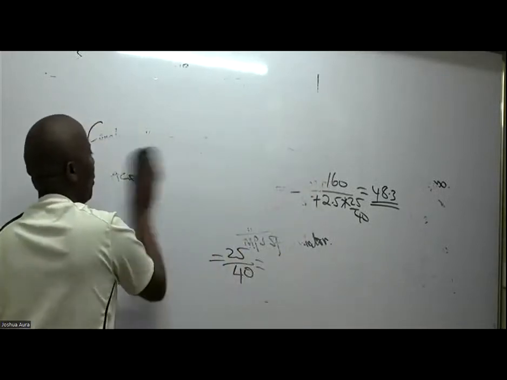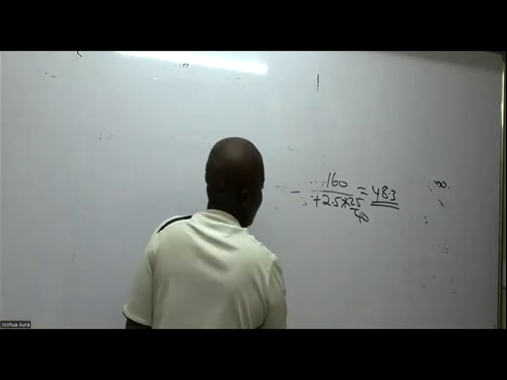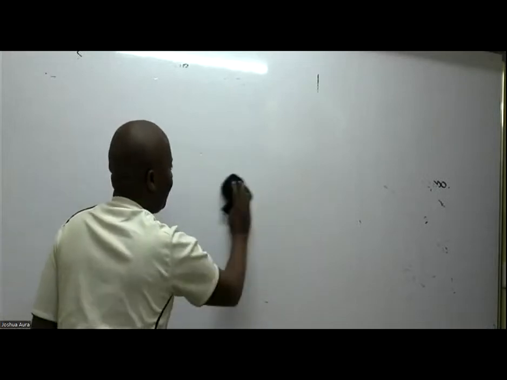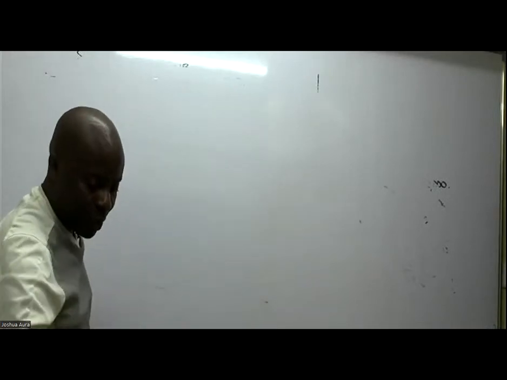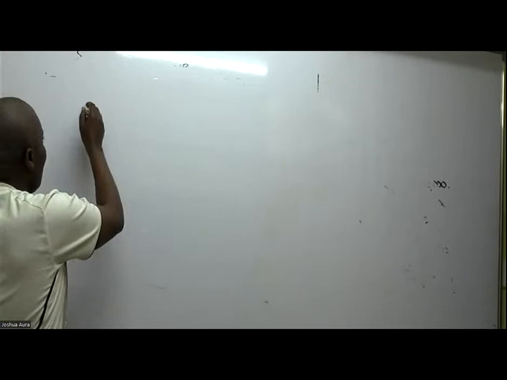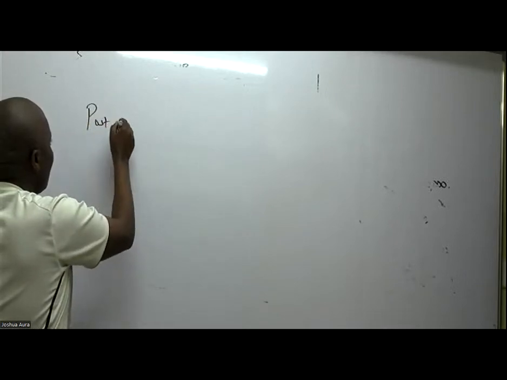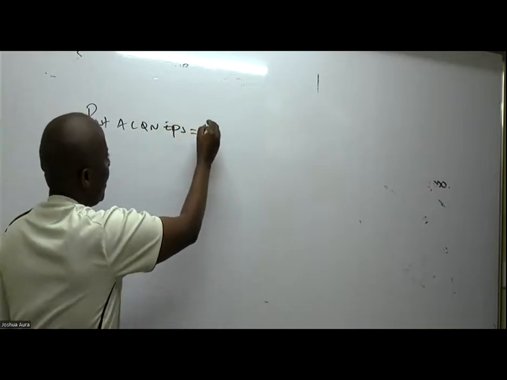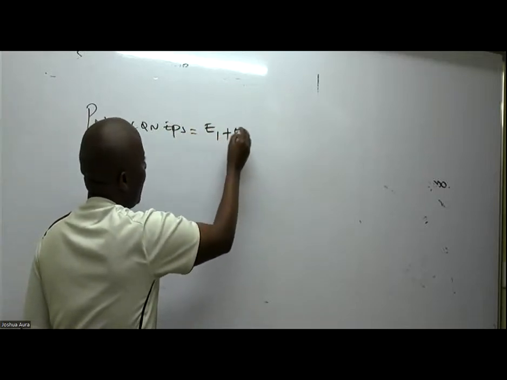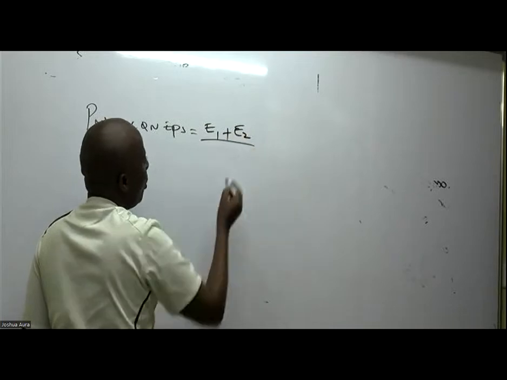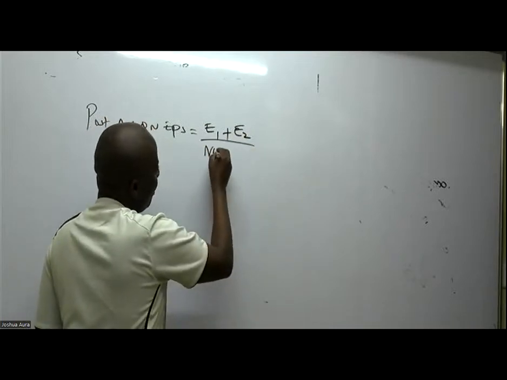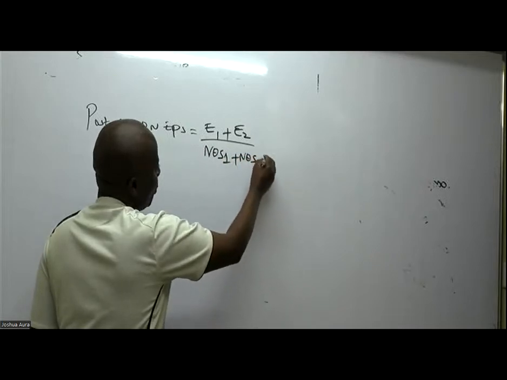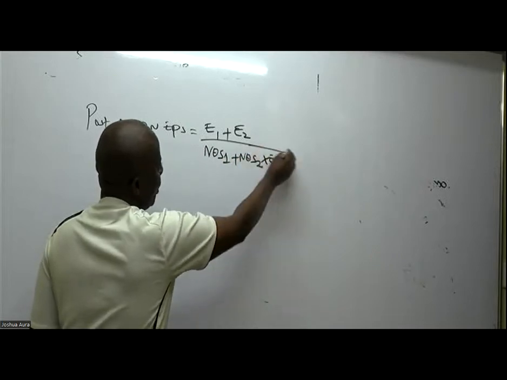Post-acquisition EPS will be earnings of company 1 plus earnings of company 2, all over number of ordinary shares of company 1 plus number of ordinary shares of company 2, of course, times exchange ratio.